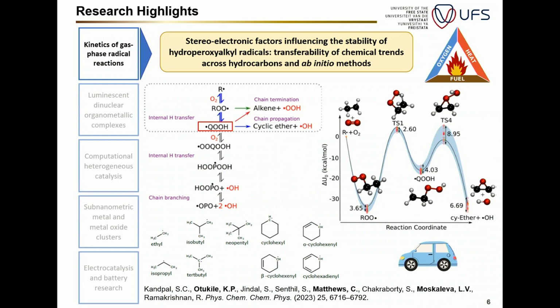Here, the QOOH species denotes hydroperoxyalkyl radicals formed in the reaction. These are actually key intermediates which determine whether the overall chain reaction will undergo chain propagation, chain termination, or chain branching. Therefore, by understanding these trends, we should be able to better understand different ignition properties of different fuels.